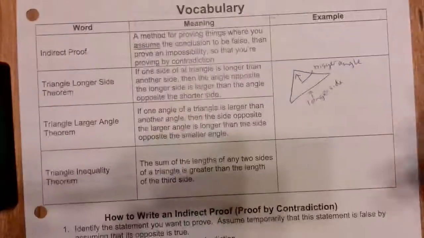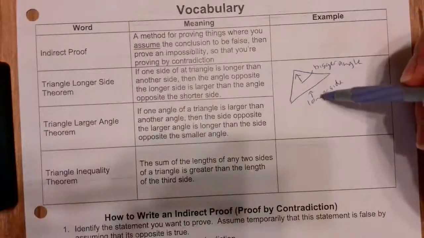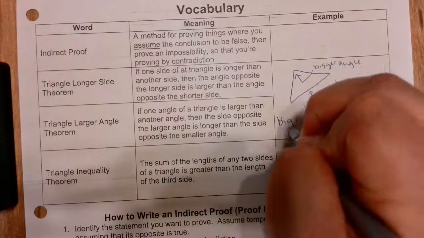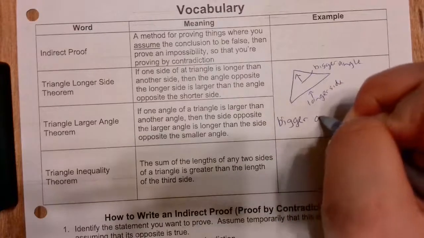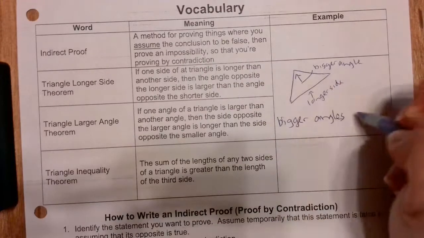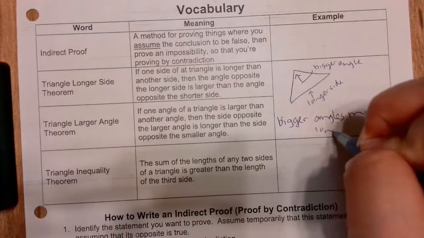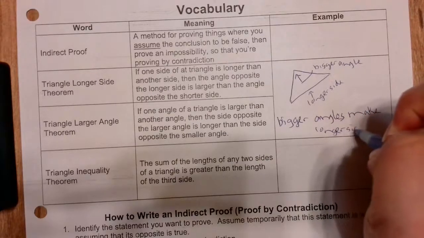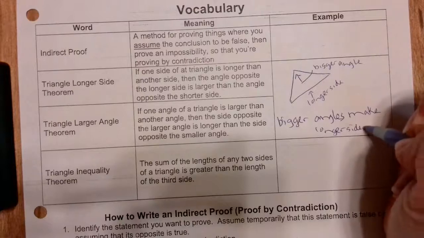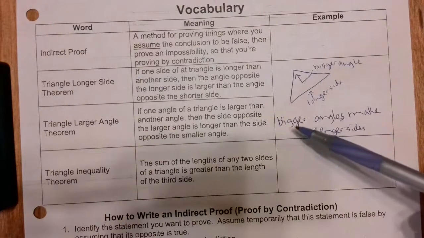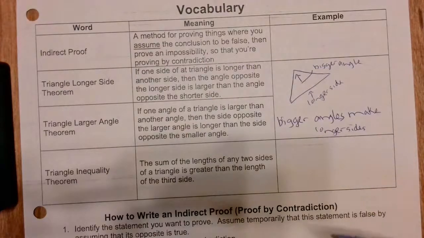It's the same thing here. Bigger angles make longer sides. Longer sides make bigger angles. And the reverse, smaller angles make smaller sides, and smaller sides make smaller angles.